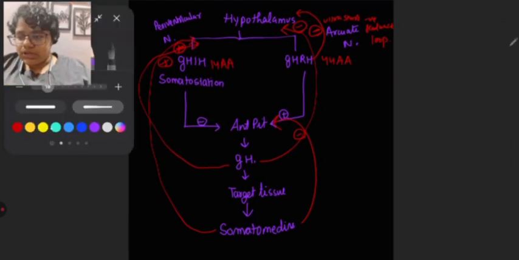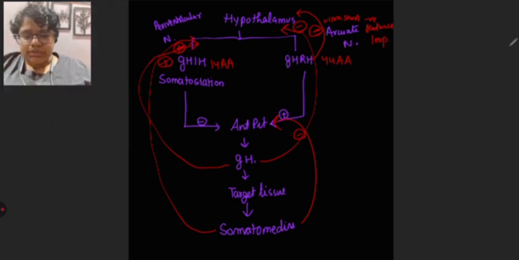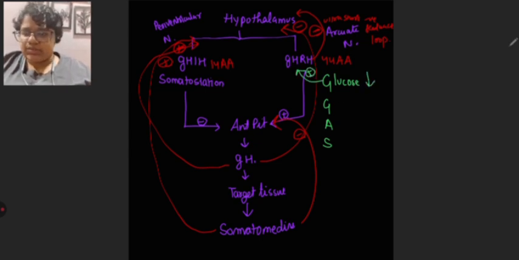Now let's talk about other things, the physiology. We know about growth hormone releasing hormone. When the blood glucose decreases, it stimulates GHRH. Decreased blood glucose, hypoglycemia, is one of the potent stimuli for GH release, as we know that growth hormone is a diabetogenic hormone. It increases the glucose level and prevents its uptake.